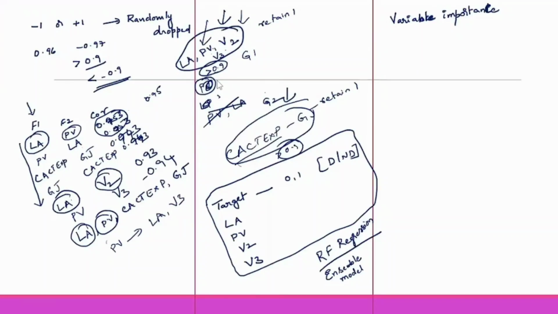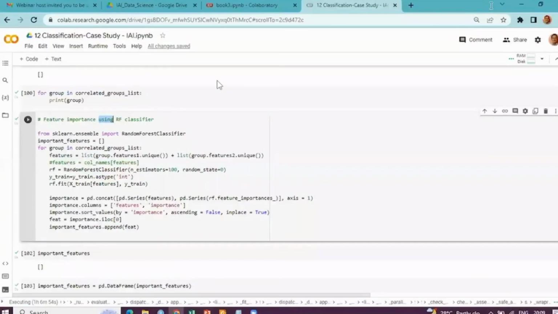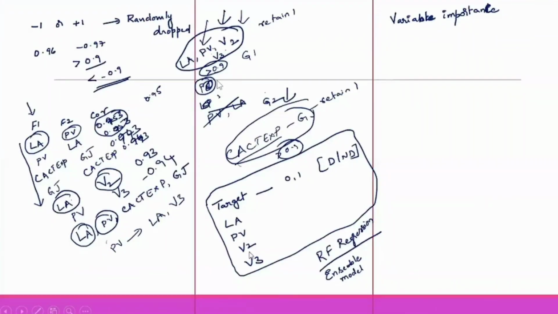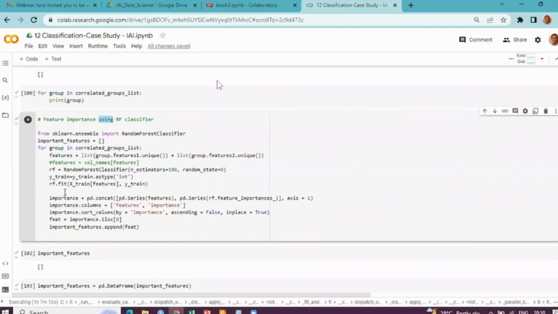So it gives something called variable importance. What we are saying is, I will fit a random forest by taking these four columns as the predictor or feature variables, and this column as my target variable. Based on that, I am trying to do a random forest fitting.